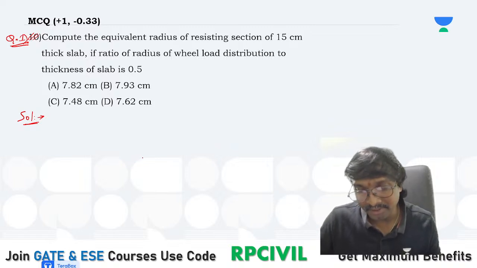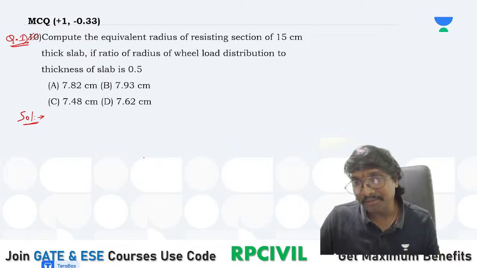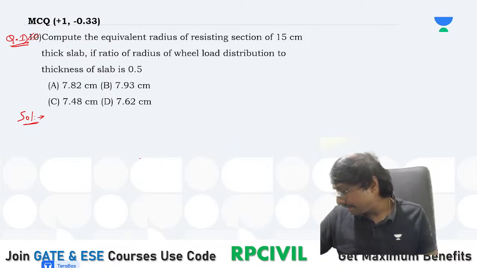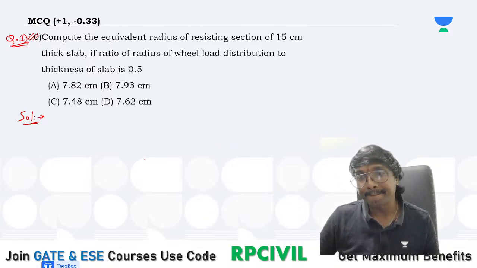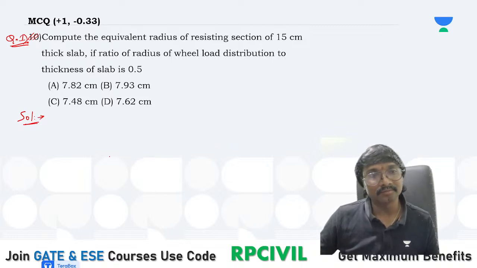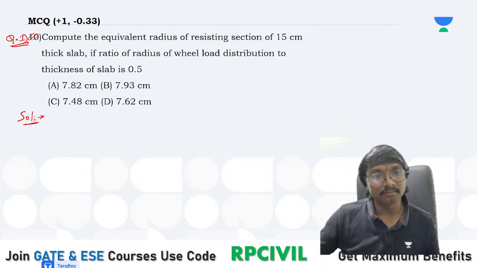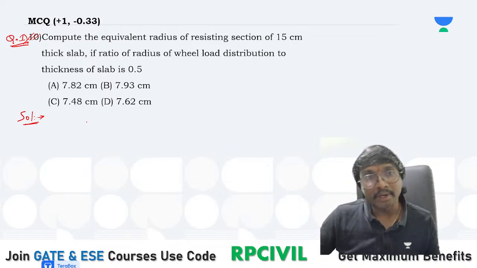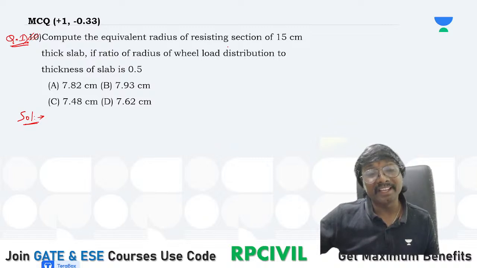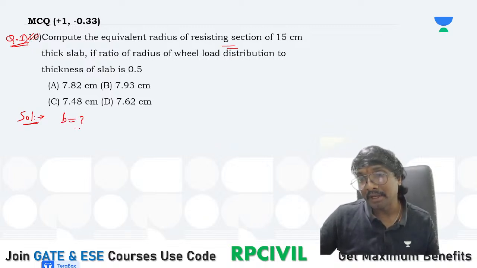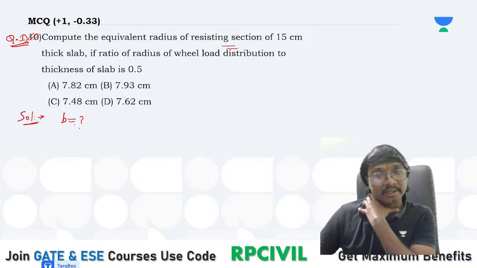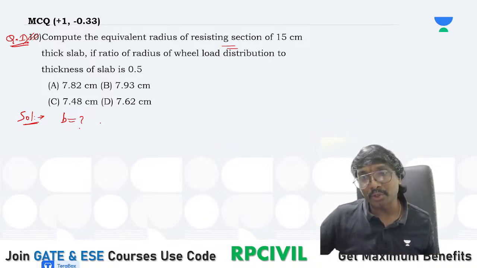Parihar says option D. Yes, absolutely correct. Any other answer by anyone else? Right. So here, compute the equivalent radius of the resisting section. That is your small b, do you remember? Others also said option D. Yes, absolutely correct.